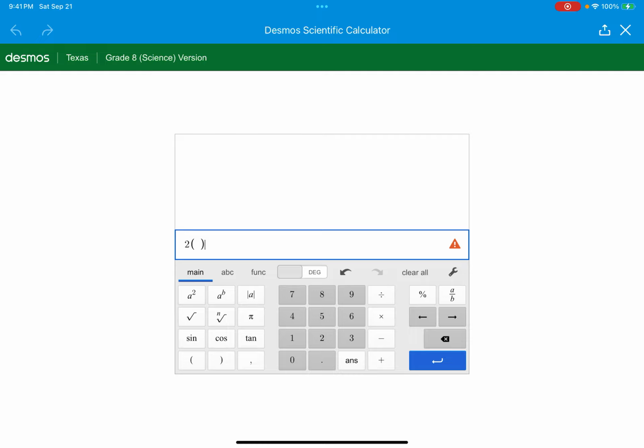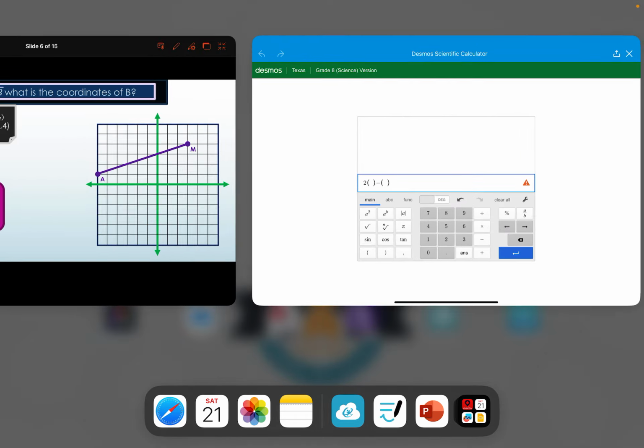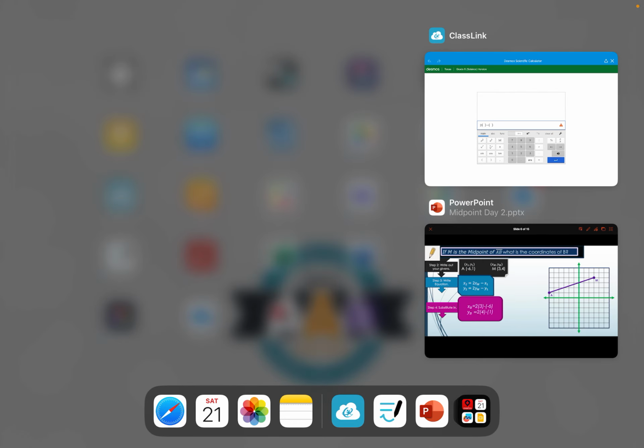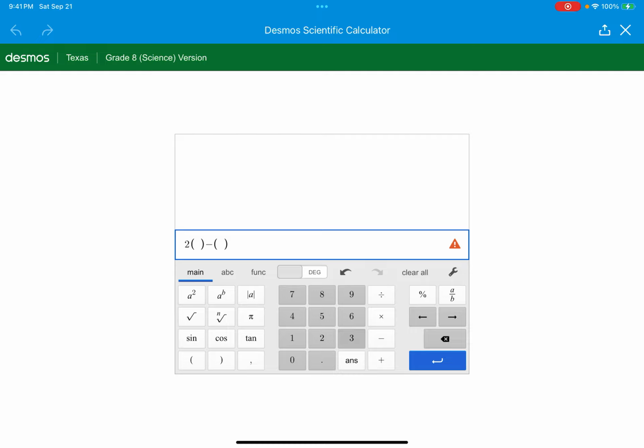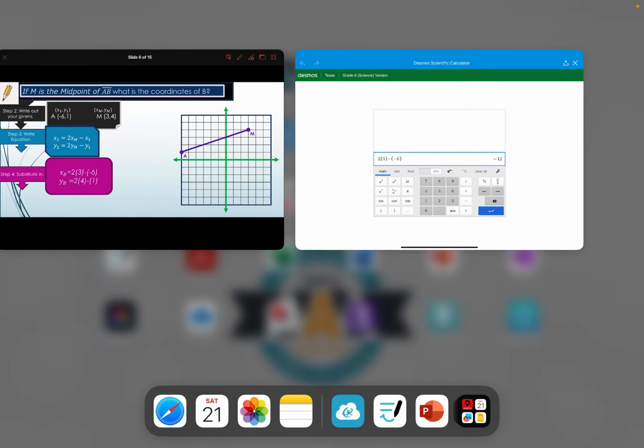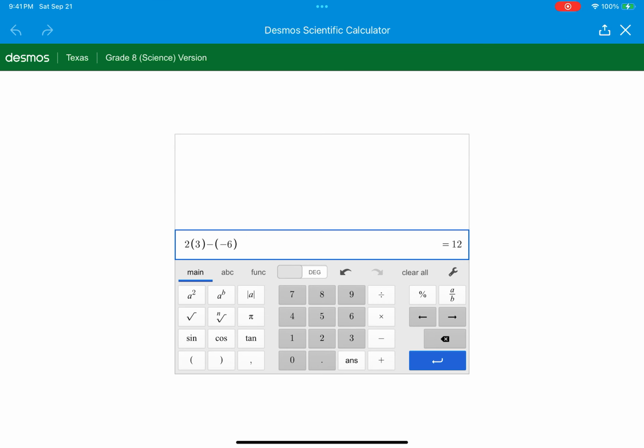2 times, minus, in parentheses. So if I look, x sub m was 3. x sub a was negative 6. Which gives me the x value being 12.